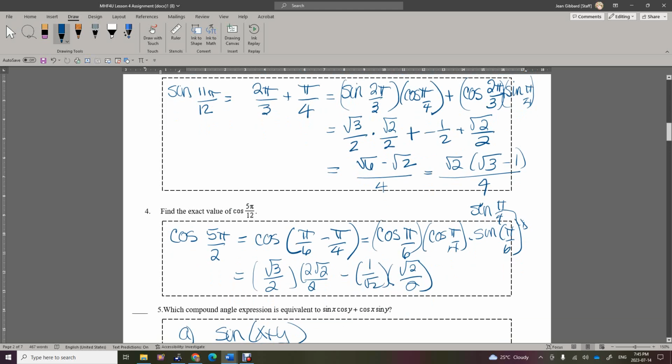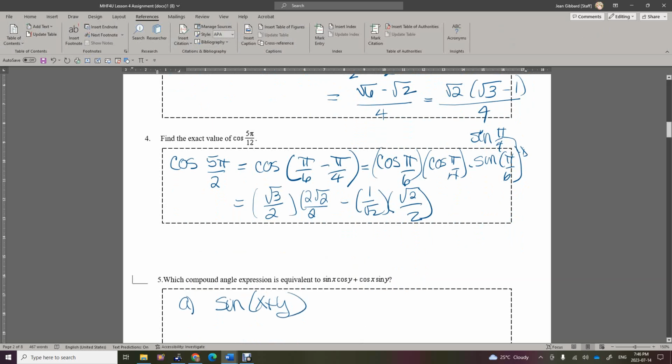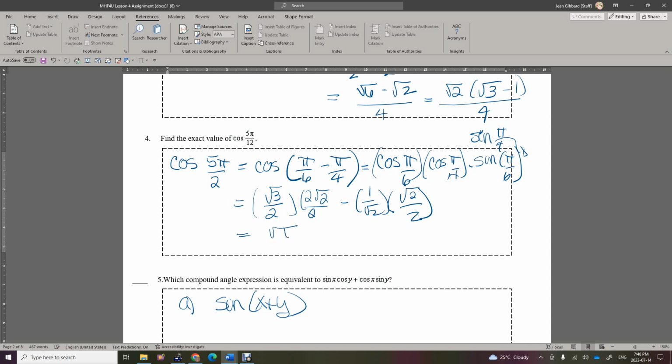Oh, that's a funny looking 2, isn't it? Let's just get rid of that. Over 2. And again, I'm going to make some space here and drag this down. And this works out to be square root 6 minus square root 2 over 4.